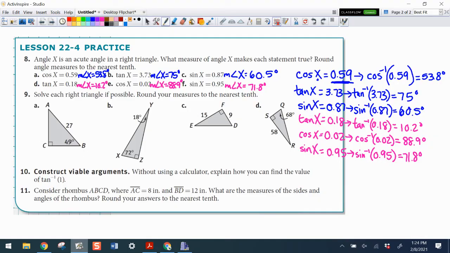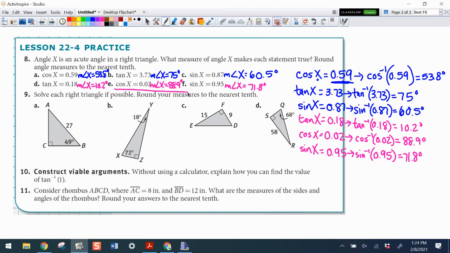If we take a look at our answers, hopefully we got the measure of angle x for D was 10.2 degrees, the measure of angle x for E was 88.9 degrees, and the measure of angle x for F, 71.8 degrees. And here's all the work hopefully we're showing. Now, I do want to take a moment and put this idea in context, because we could just get through the motions, not even understand what we're doing here.